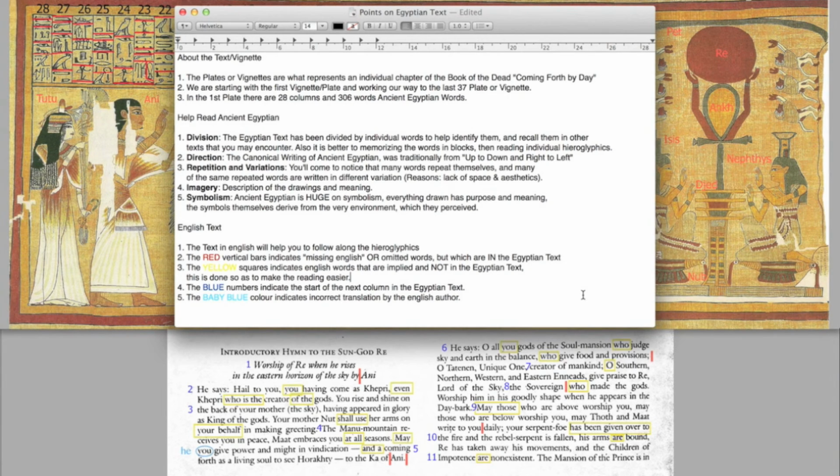Wonderful. Thank you very much for taking the time to follow the introduction. This will help you a lot when you begin to read word for word each plate of the text.